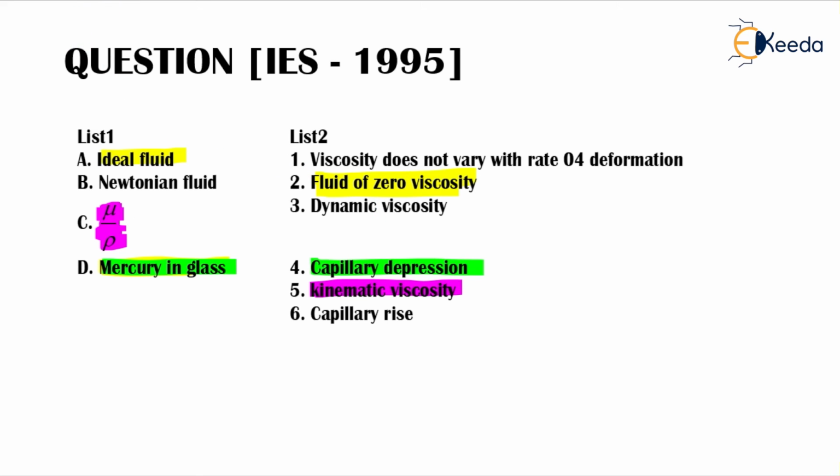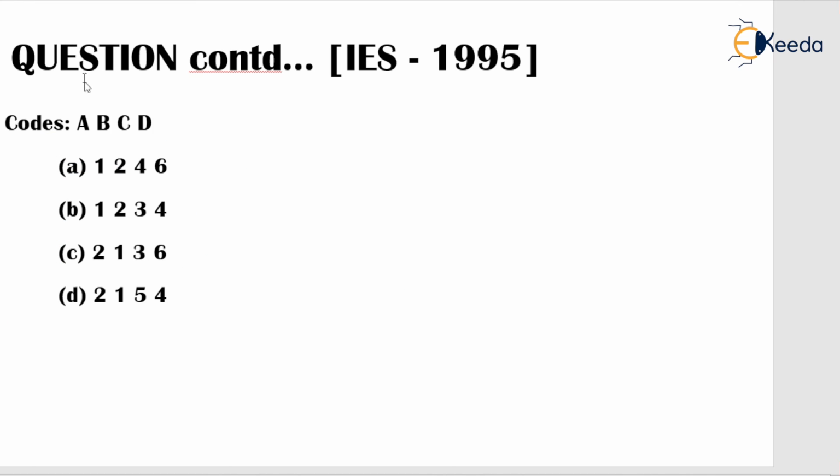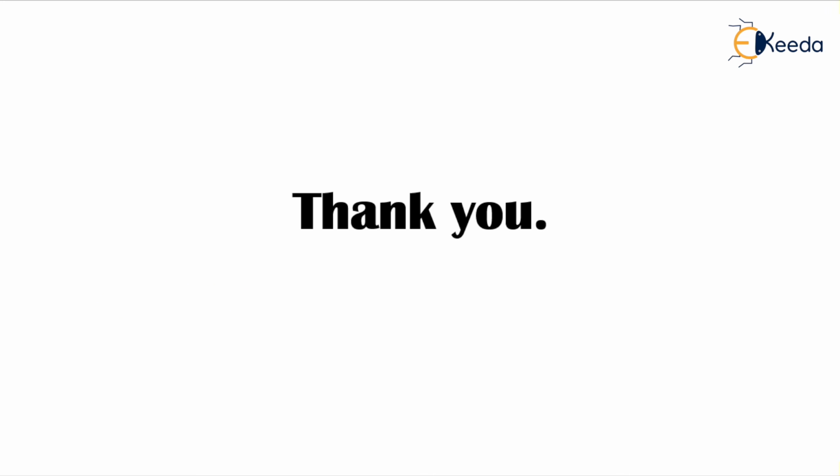Now we are left with this Newtonian fluid. Newtonian fluid viscosity does not vary with rate of deformation. So we should know this: with rate of deformation, viscosity will not vary. So our options are A2, B1, C5 and D4. So 2154 will be our code. We can see option D has the same code, 2154. So we will go with this option, right? Thank you.